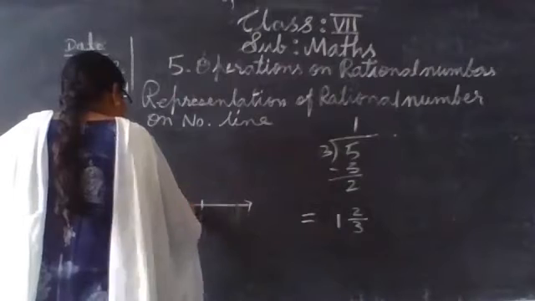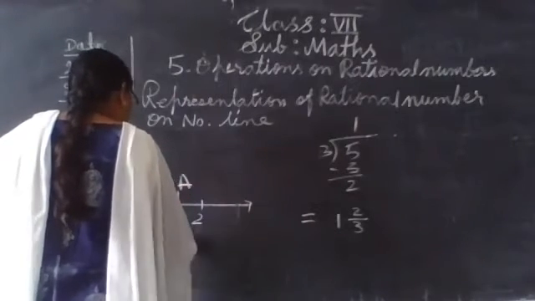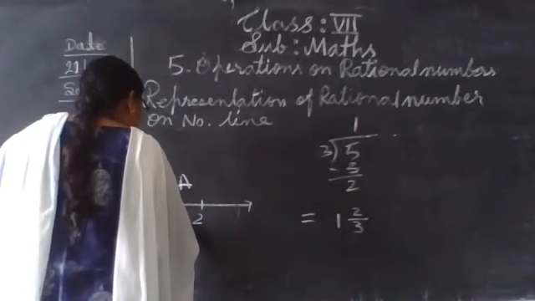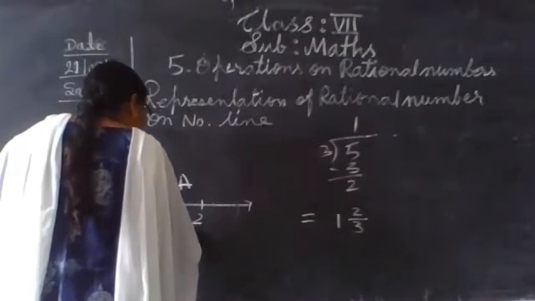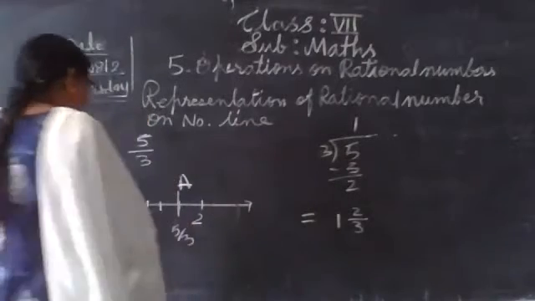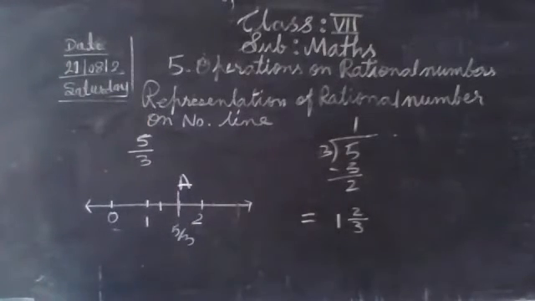So it is the point A where 5/3 lies. Okay.